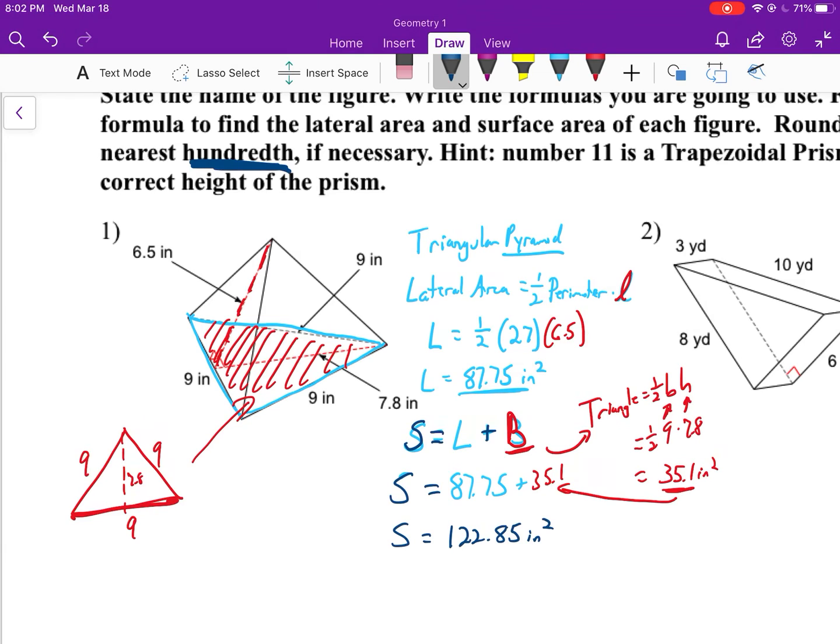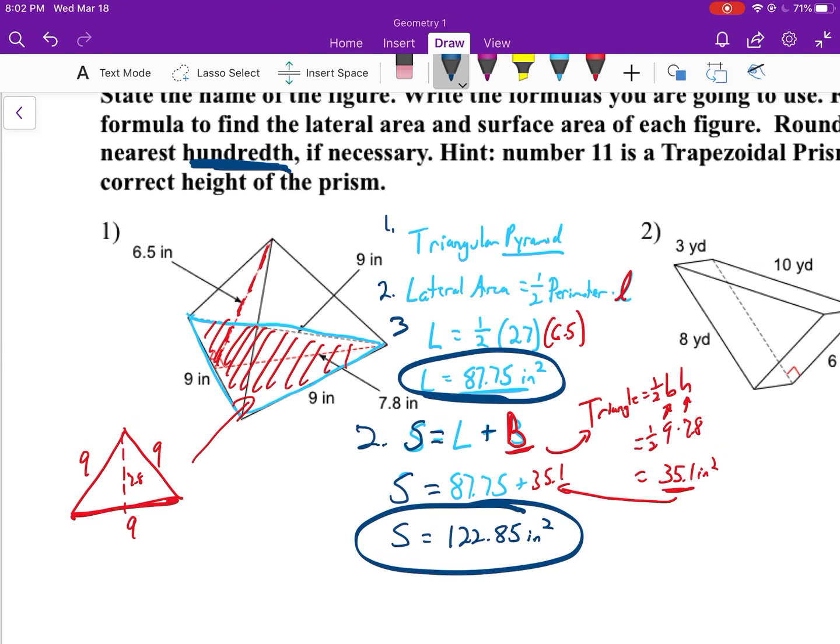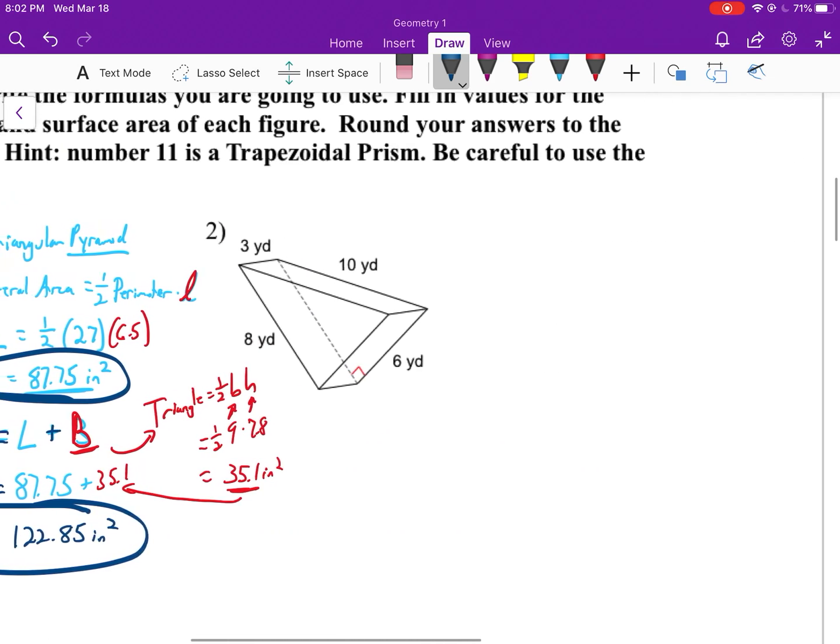There's our different parts. We wrote the name of the figure. Here's the formula for lateral area. Here's the formula for surface area. So it said write the formulas. We filled in and solved. So lateral area and surface area. Let's look at number 2.